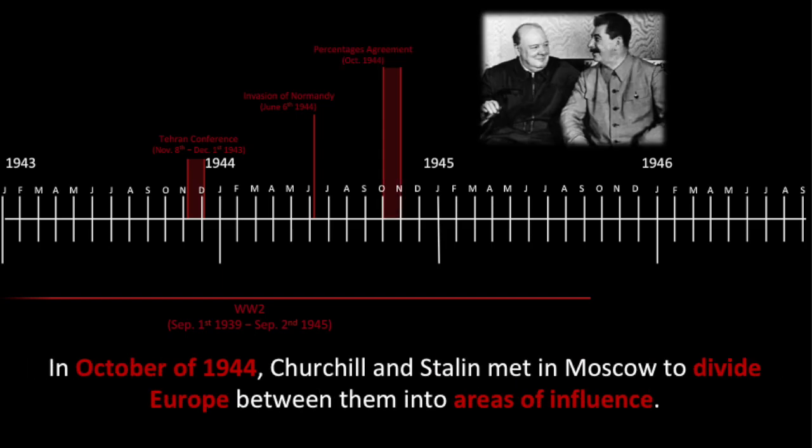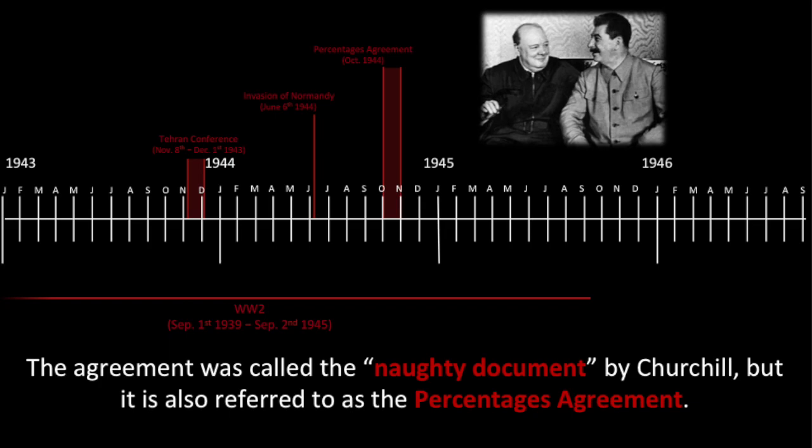In October 1944, Churchill and Stalin met in Moscow to divide Europe between them into areas of influence. The agreement was called the Naughty Document by Churchill, but it is also referred to as the Percentages Agreement.